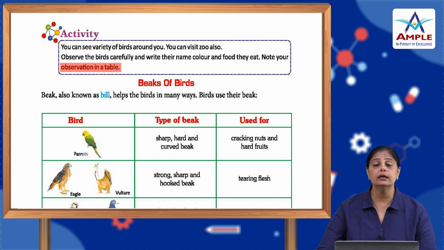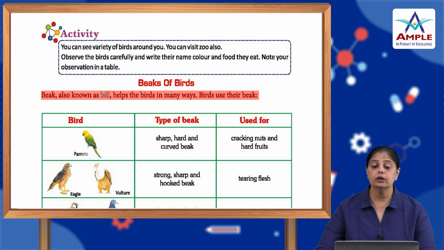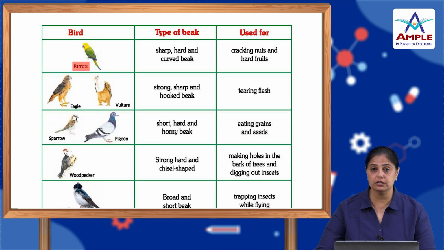Now let's talk about the beaks of birds. Beaks, they are also known as bill. They help the birds in many ways. Now these beaks are helpful in many ways. Birds use their beak. So let's take for example the parrots. The type of beak that they have is sharp, hard and curved beak, and it is used for cracking nuts and hard fruits.